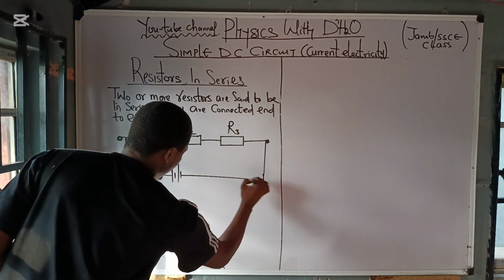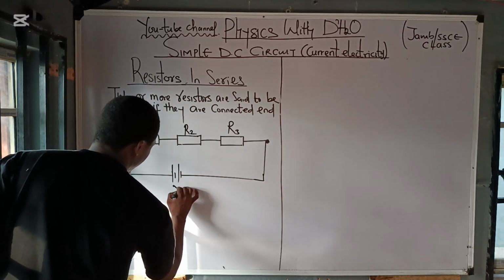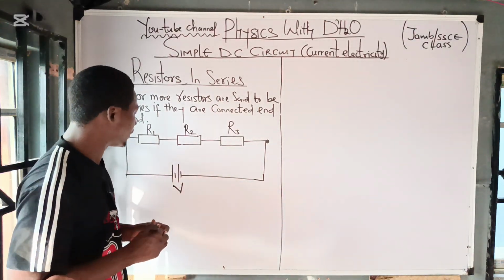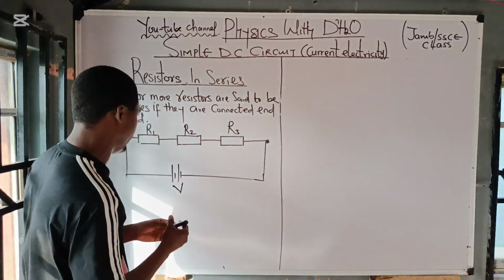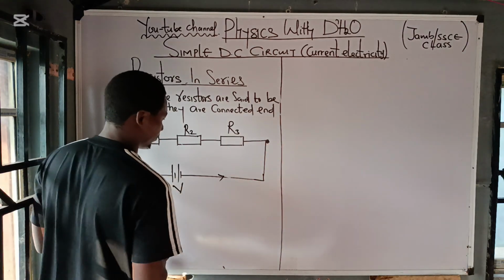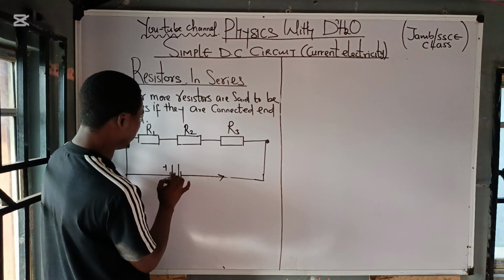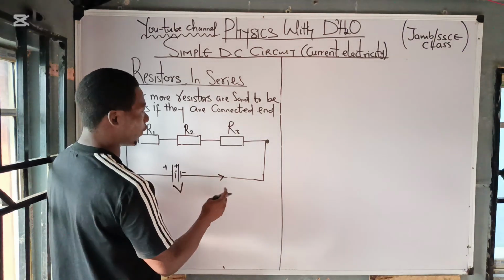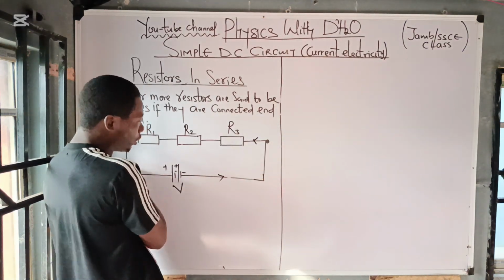Let's see the connection this way. This is our voltage. Now take a look at this. If the current flows this way, this is the positive terminal, negative terminal, positive terminal, negative terminal. So the current flows this way and gets into this resistor.